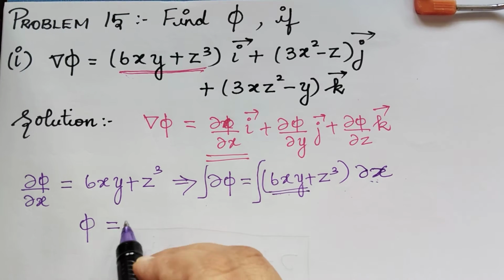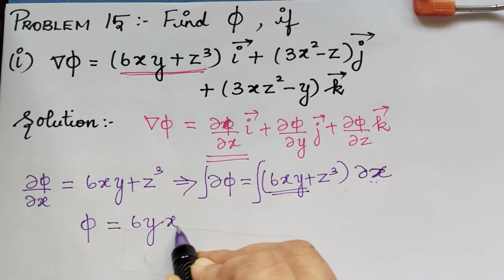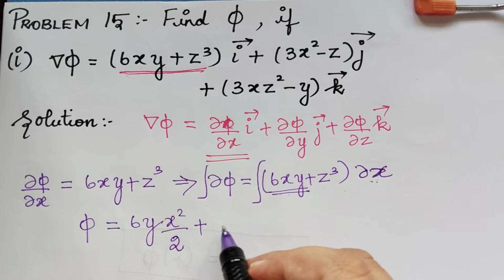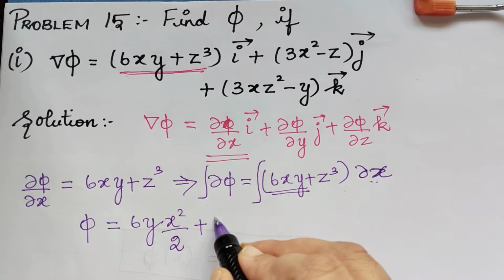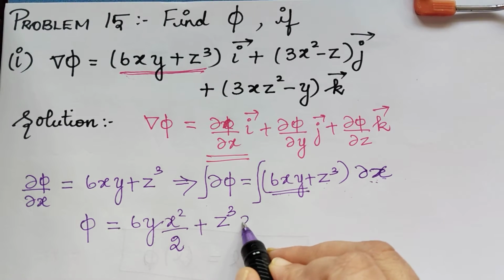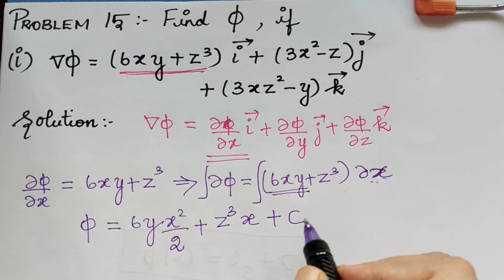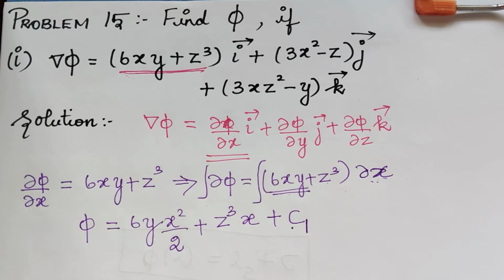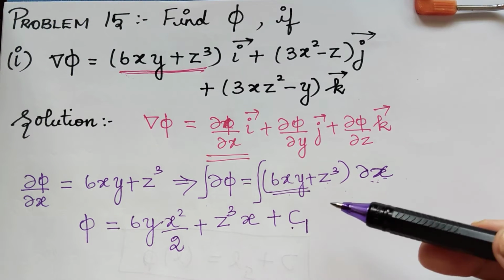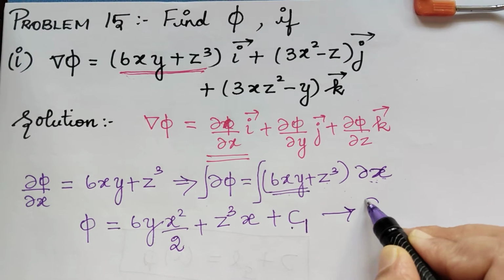Now, first when you integrate 6xy, the integration for x is x squared by 2. 6y will remain the same, so 6y are constants, and the integral of x is x squared by 2, plus the integral of z cube. Now z cube is a constant, so it will come as it is, z cube ∂x. So the integral is x, and a constant of integration can be added here as c1. You can either add it here, or when you write the general solution, a common c1 can be added. So it is your wish. So here we are adding c1 and we are marking this as equation 1.